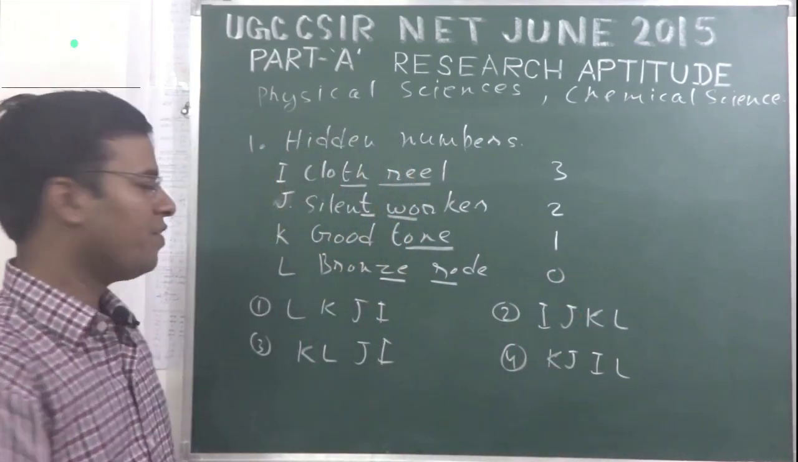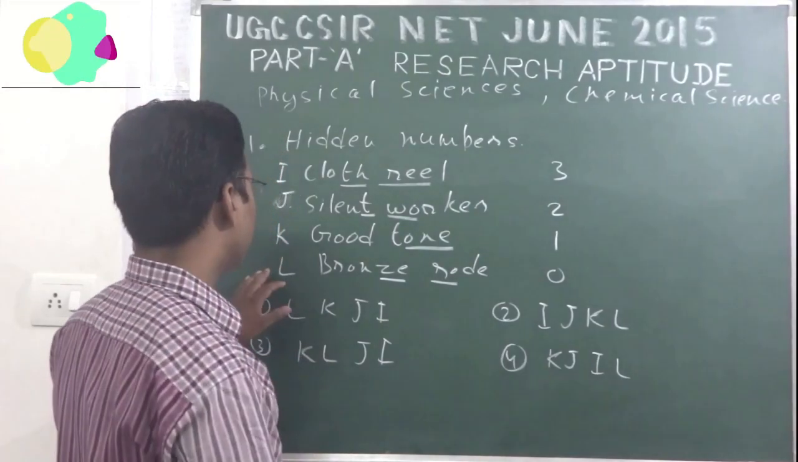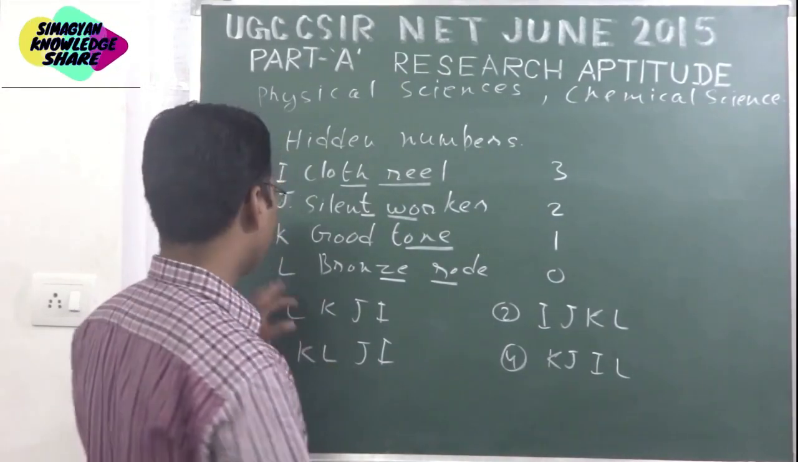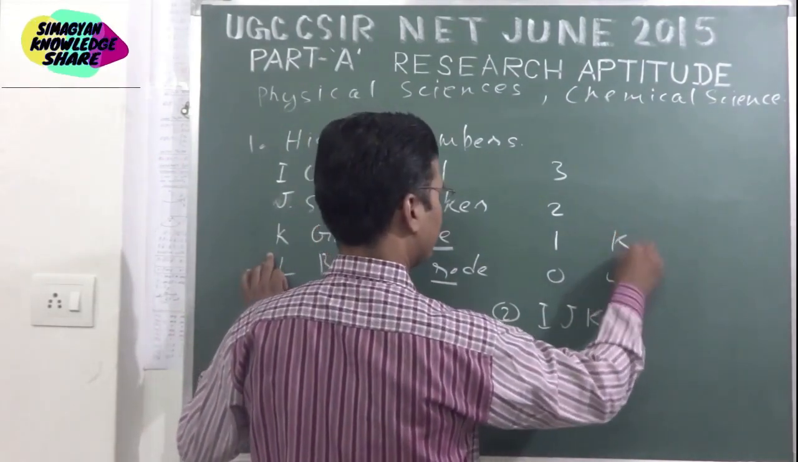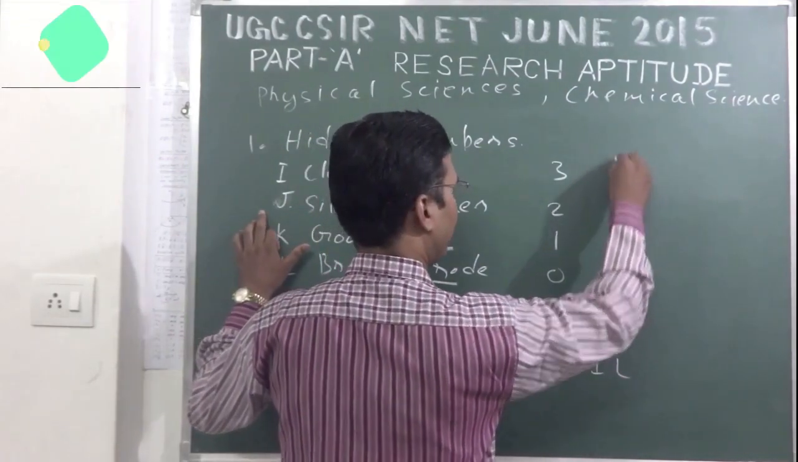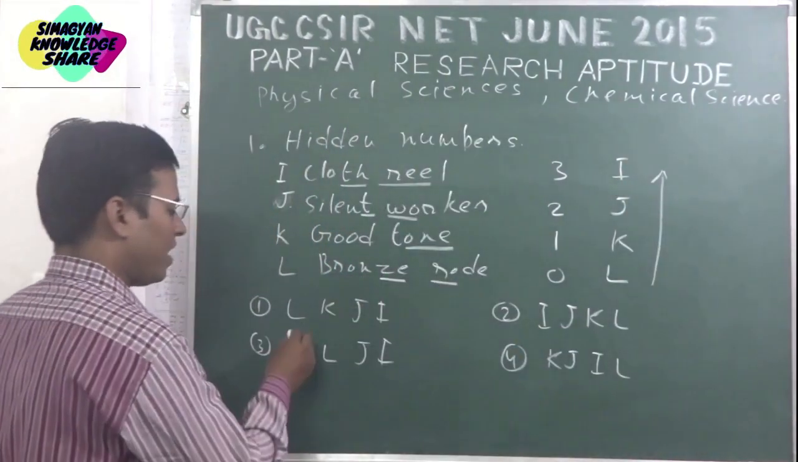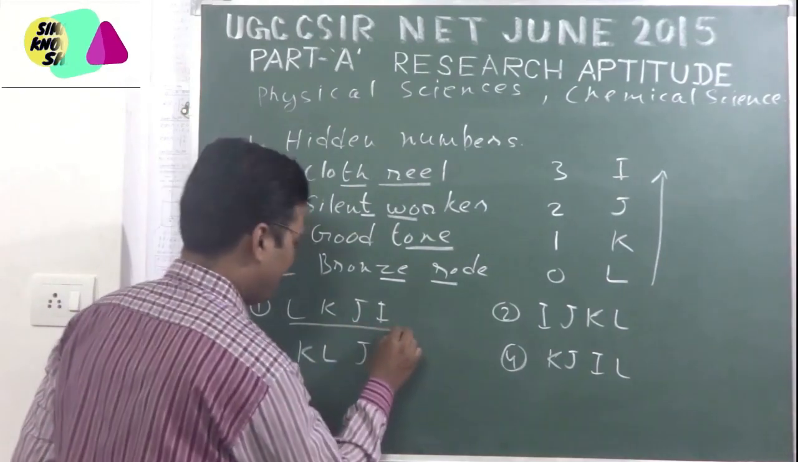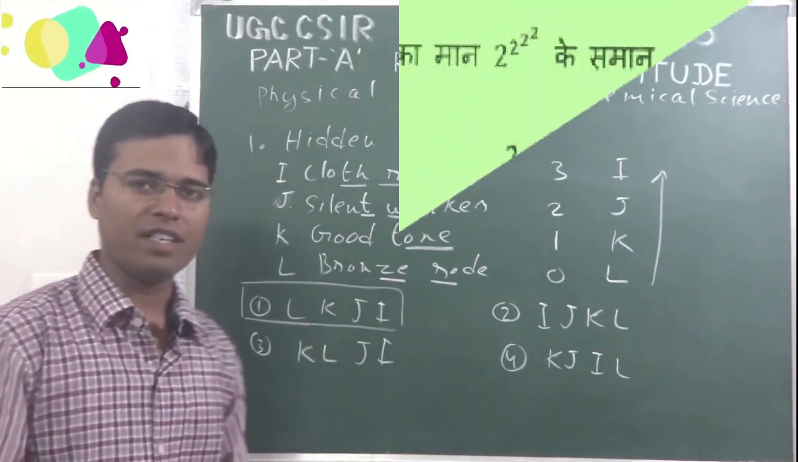Now we will arrange those numbers in ascending order. So our answer would be L, K, J, I. From bottom to top, our answer would be L, K, J, I. The correct answer of this problem would be option 1.